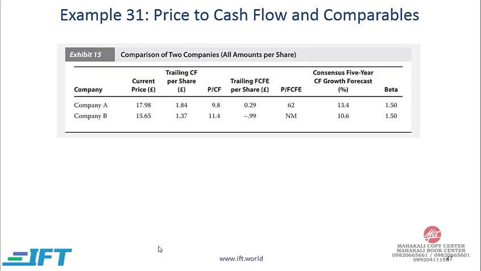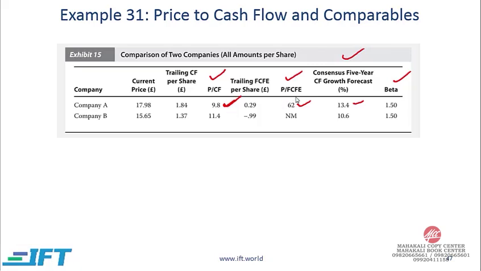Based on comparables, if you are given this information and you are asked which company is relatively overvalued or which company is relatively undervalued, what will you say? Alright, so if we think about which stock is more attractive, in terms of price to cash flow, A has a lower price to cash flow, so that is more attractive.